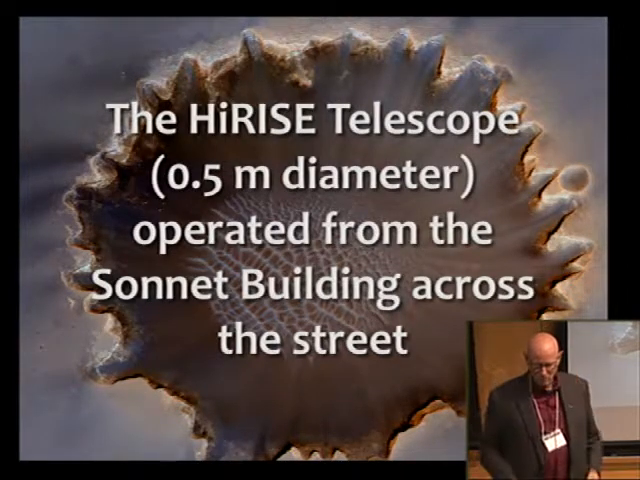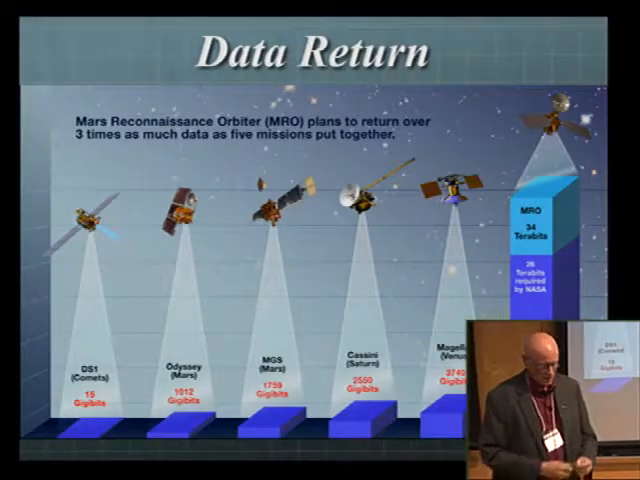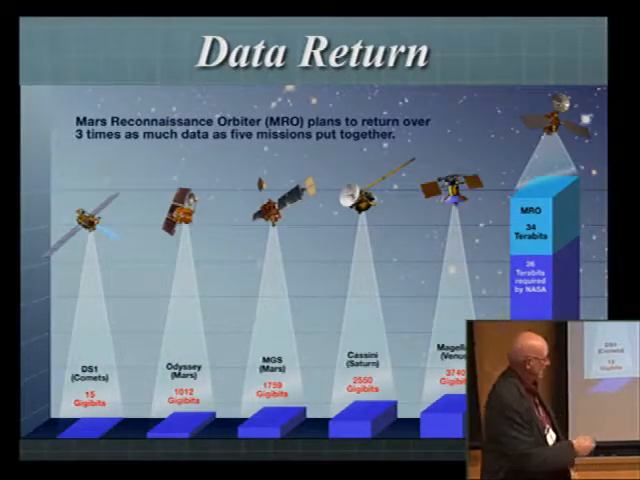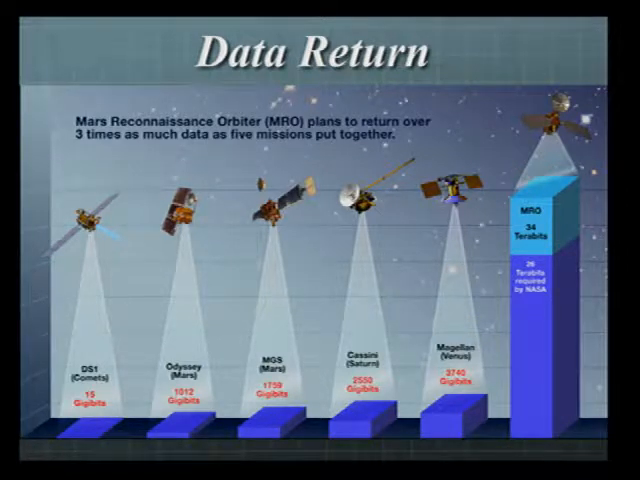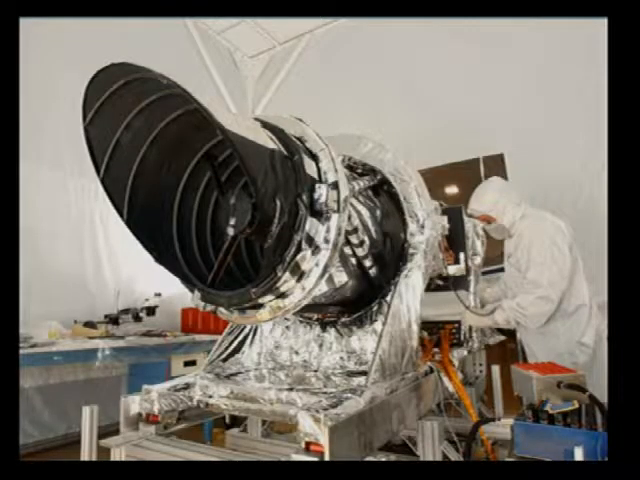So this is the era of big data already. And it's happening across the street. And this is an old slide. I think our number is up off the top of the chart now. But this Mars Reconnaissance Orbiter, that's what MRO is, is returning more data than you can imagine. And, well, here's what the telescope looks like in a drawing. Here's what it looks like as it's getting ready for launch.